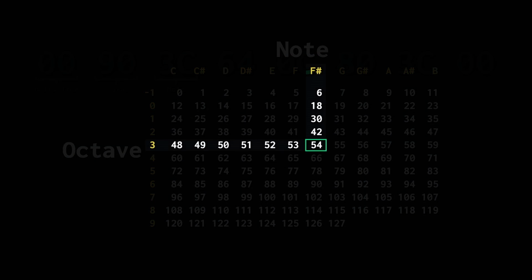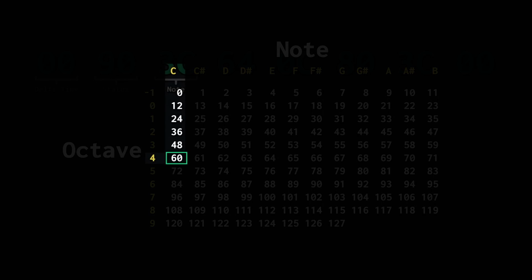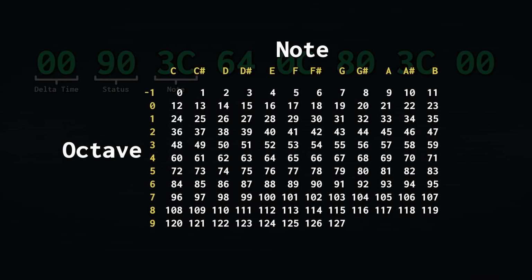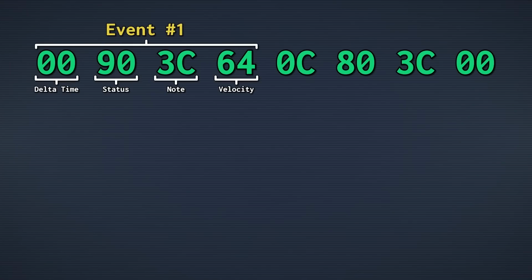Now in our event, the note was 3C, which is 60 in decimal. Looking it up in this table, we can see that it is a C on octave 4, also called middle C. Back to our event, the next byte represents the velocity of our note being pressed. This value tells us how hard the key was pressed, as a range between 0 and 127. 127 means as hard as possible. Anyway, that's it for the first event. We saw that the note on event had a delta time, status, and 2 additional data bytes.